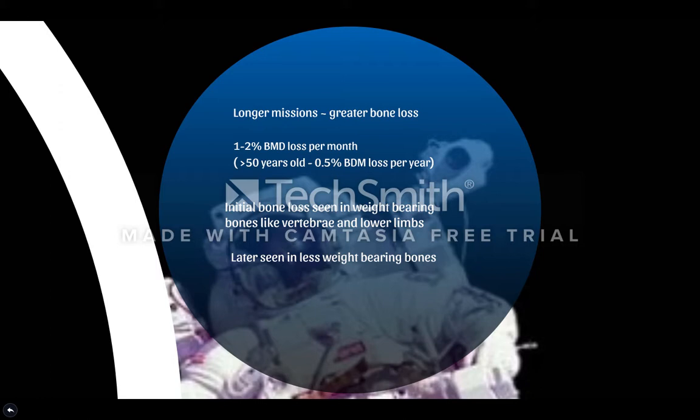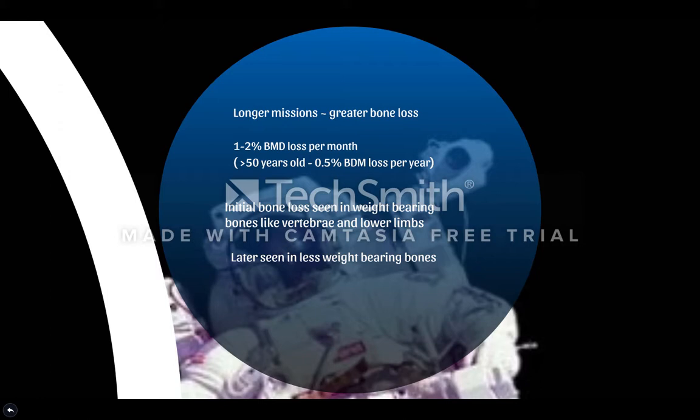And if you compare that to individuals here on Earth that are aged 50 or older, they lose around 0.5% bone mineral density per year. So there is a considerably higher acceleration of bone loss seen in astronauts in space as compared to more elderly people here on Earth that also experience bone loss.